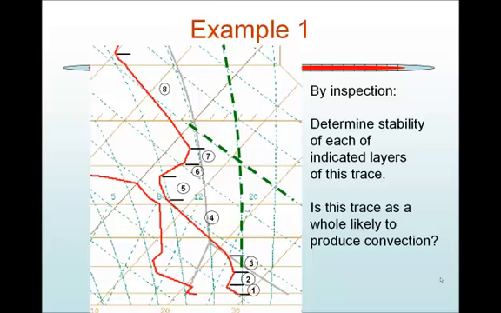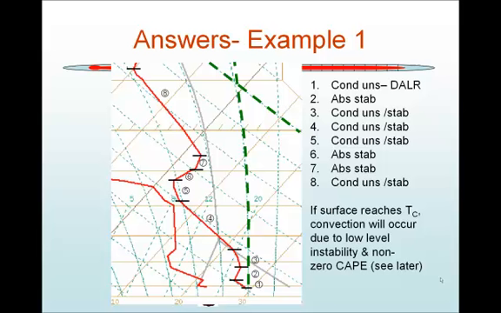Here's the first of our examples. So by inspection, determine the instability of each of the indicator layers of the trace, and then assess whether or not you think, as a whole, this trace is likely to produce convection. Stop the video now and make that assessment. So how did you go with that? What we can see is the answers are provided there.